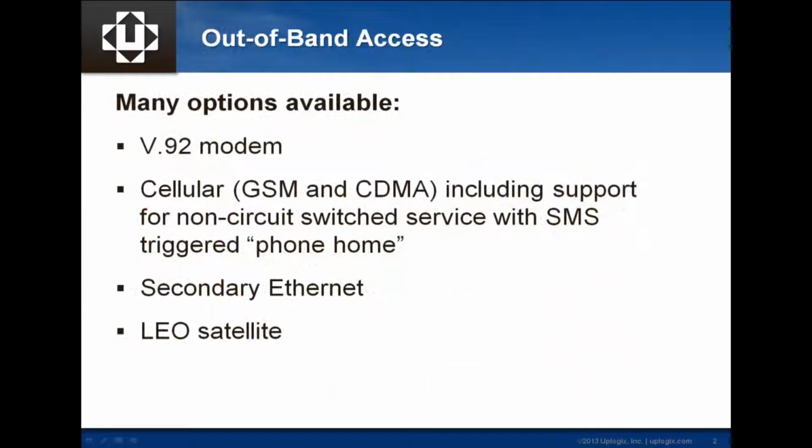For out-of-band access, we can use a variety of different technologies, from a simple V.92 modem going over an analog POTS line to your sites, to a cellular connection with support for non-circuit switch services, secondary Ethernet utilizing either a backup DSL or cable connection, and low Earth orbit satellites such as Iridium.